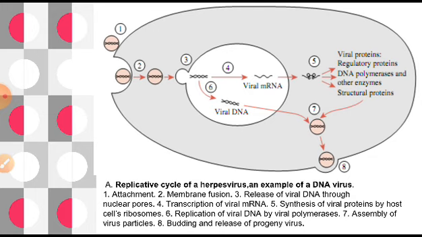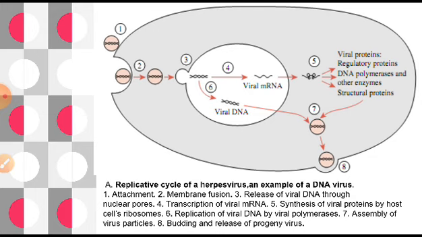Here is one more diagram which shows a similar thing. You can see the first stage is attachment, the second is membrane fusion, meaning it fuses with the membrane. Then release of viral DNA through nuclear pores into the nucleus. Then transcription of the viral mRNA, so mRNA will be formed. Then synthesis of viral protein by the host cell's ribosome, in the fifth place. Sixth place, replication of viral DNA by viral polymerase. It has been shown next to the fifth.